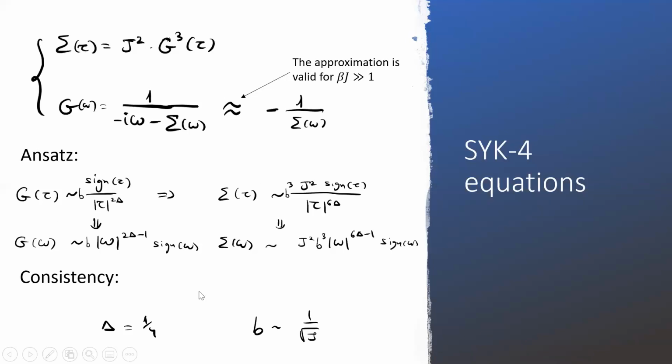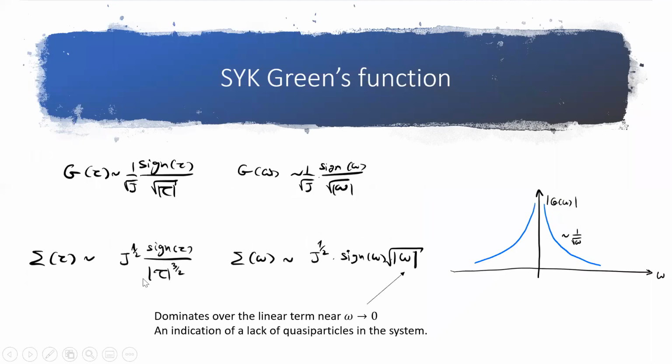Right, so then you get delta equals 1/4, and this means that the Green's function would go as 1/square root of tau, or 1/square root of omega, and the self-energy goes as 1/tau to the power of 3/2, and the self-energy in the frequency domain goes as the square root of omega.